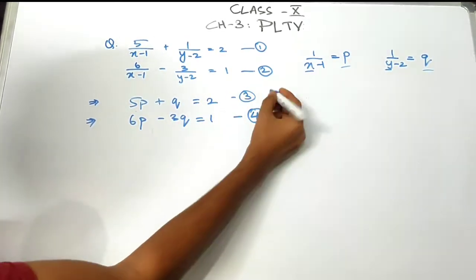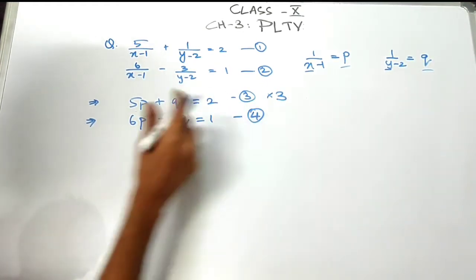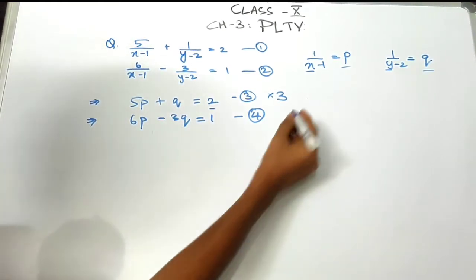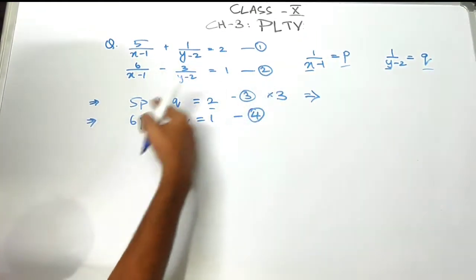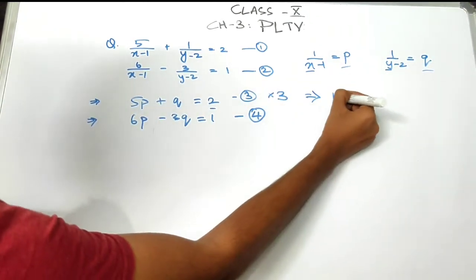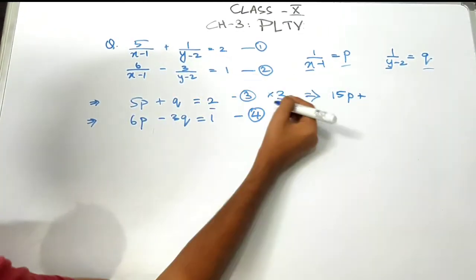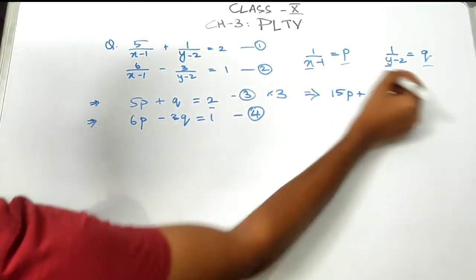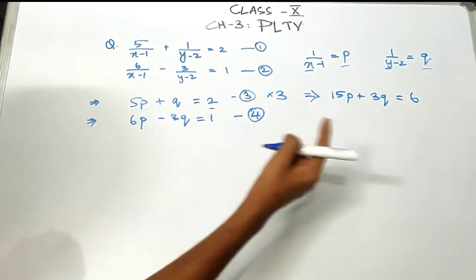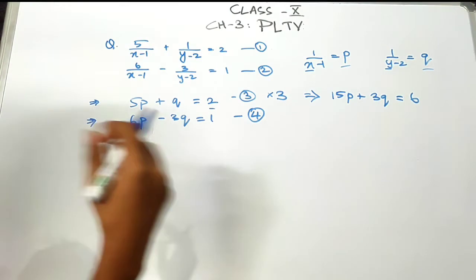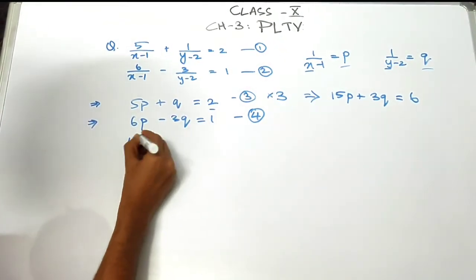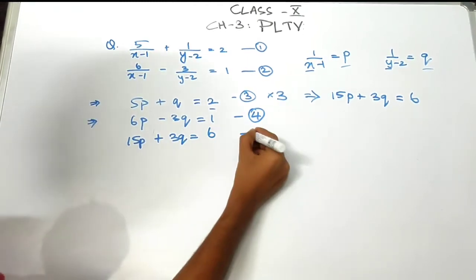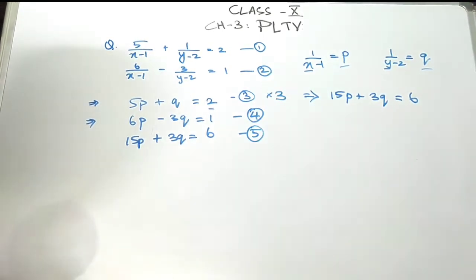Now what I do over here is multiply the first equation with 3, the whole equation with 3. So all the individual elements must be multiplied with 3. I'll write the reformed equation over here. When you multiply everything with 3, 5p times 3 gives me 15p, plus q times 3 gives me 3q, equal to 2 times 3, which gives me 6. So this is my reformed equation when I multiply 3 on both LHS and RHS. Now this is my fifth equation, which is the reformed equation of number 3.